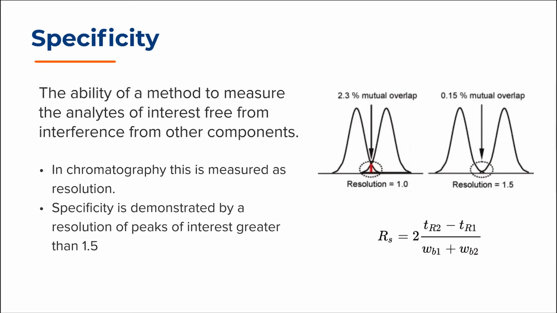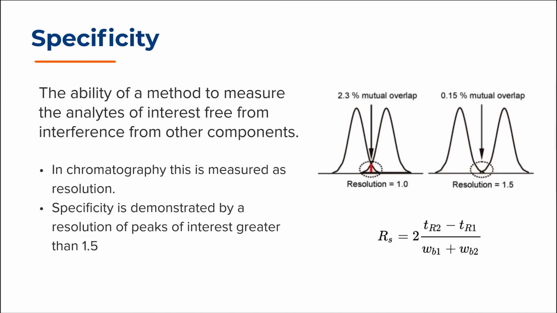The next figure of merit is specificity. Specificity is a measure of the analytical method's ability to distinguish the analyte of interest from other analytes present in the sample matrix. From a chromatography perspective, specificity is determined by resolution, which is a measure of how well two adjacent chromatographic peaks are separated from each other. For reference, resolution can be calculated by the formula shown here.